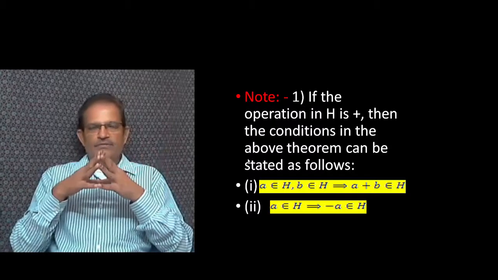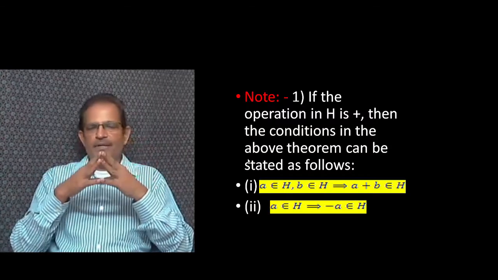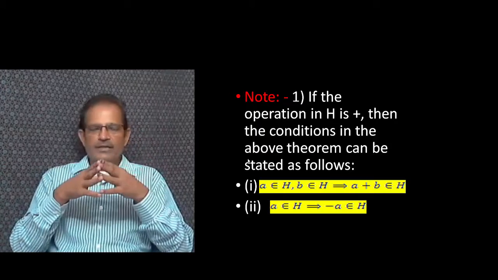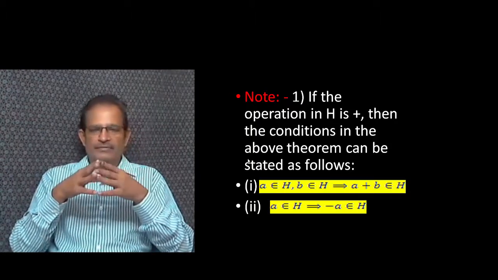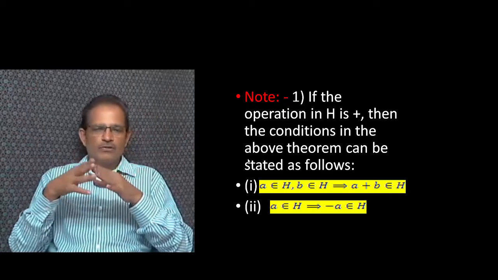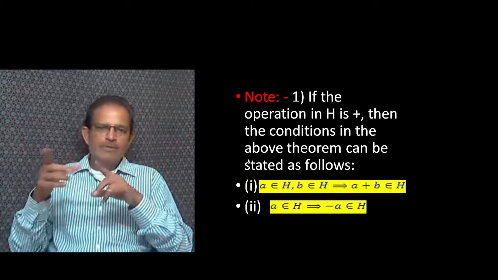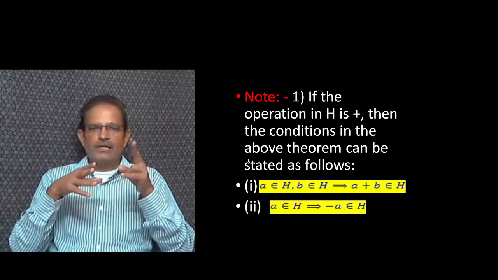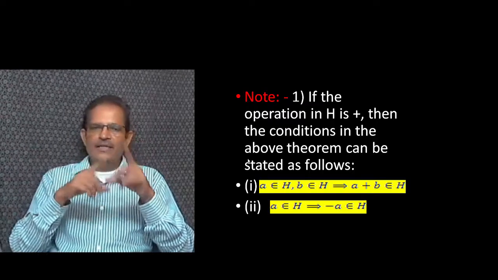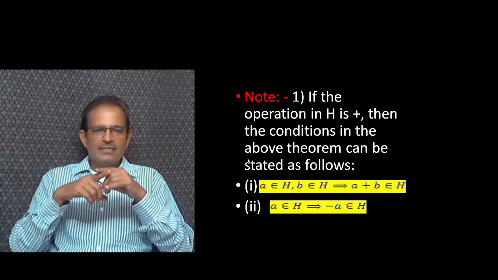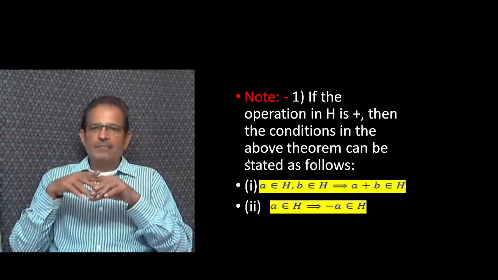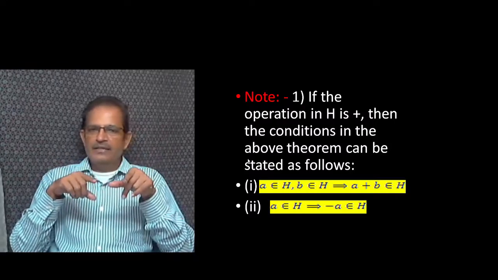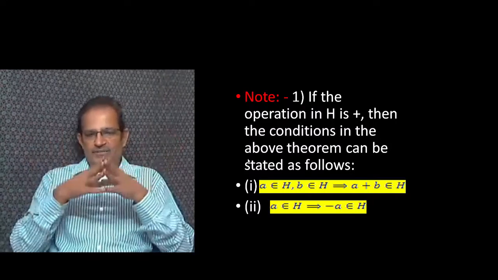So normally we take the binary operation as multiplication. Suppose the binary operation is plus. Then property 1: A belongs to H, B belongs to H implies A plus B belongs to H, because plus is the binary operation. Similarly, the second property: A belongs to H implies minus A belongs to H, because minus A is the inverse of A if addition is the binary operation.